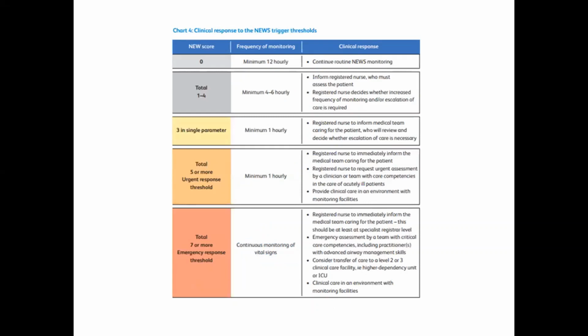There is also a trigger on the NEWS chart as to how often observations should be done. Again, this is broad, but in essence, a score between 0 and 7 triggers a different frequency of monitoring of the observations, and then also looks at the appropriate clinical response that the ward staff are expected to trigger.